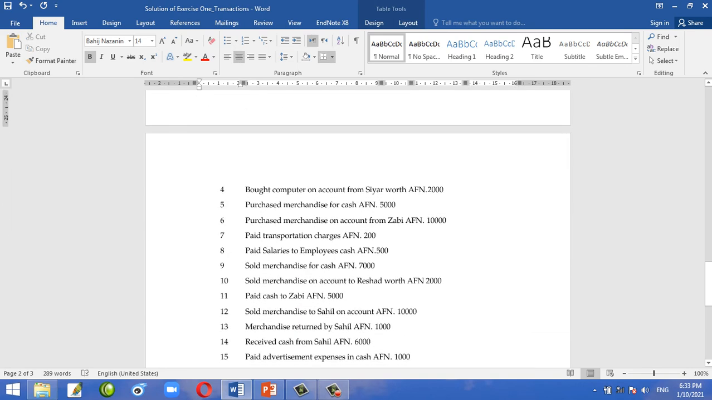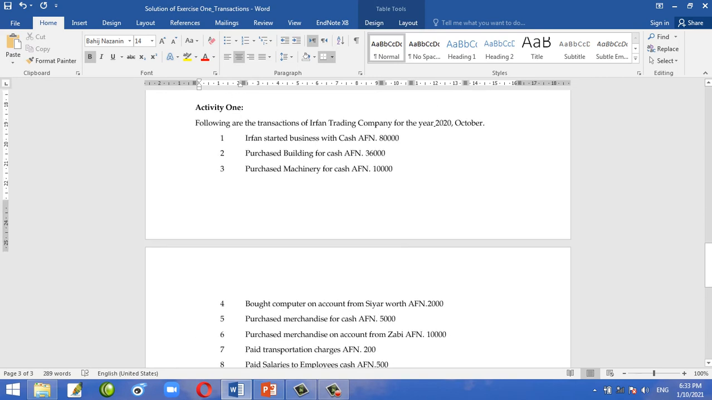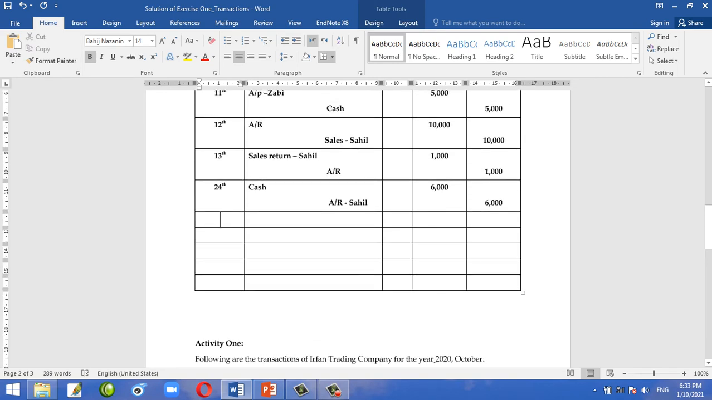So now come to the 15th one. Paid advertisement expenses in cash, Afghanis 1000. Advertisement is also an expense for the organization. That's not for 24th, it is 14th. On 15th of October we have expenses, and these expenses are called by the name of advertisement expenses.